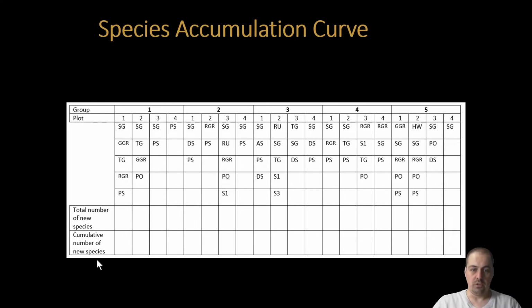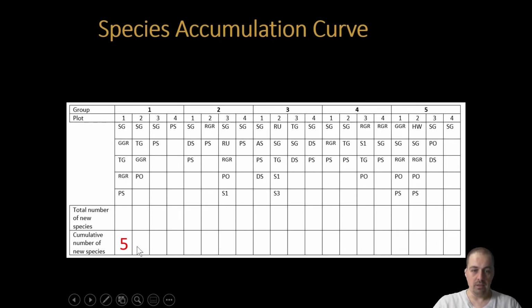But there's also the cumulative number for new species. So I'm gonna show you how to do that now. So for the first column, it's pretty straightforward. It's going to be the exact same. So you have 5 species up here, and all of these are new because we're just starting.